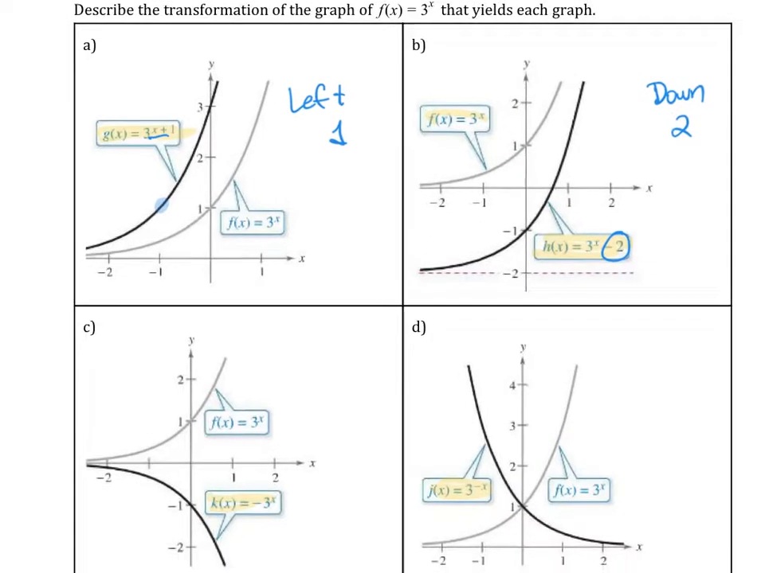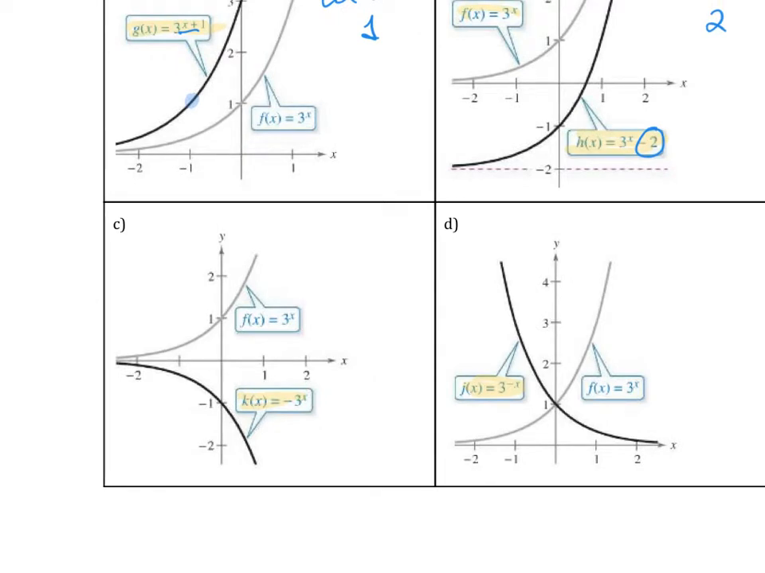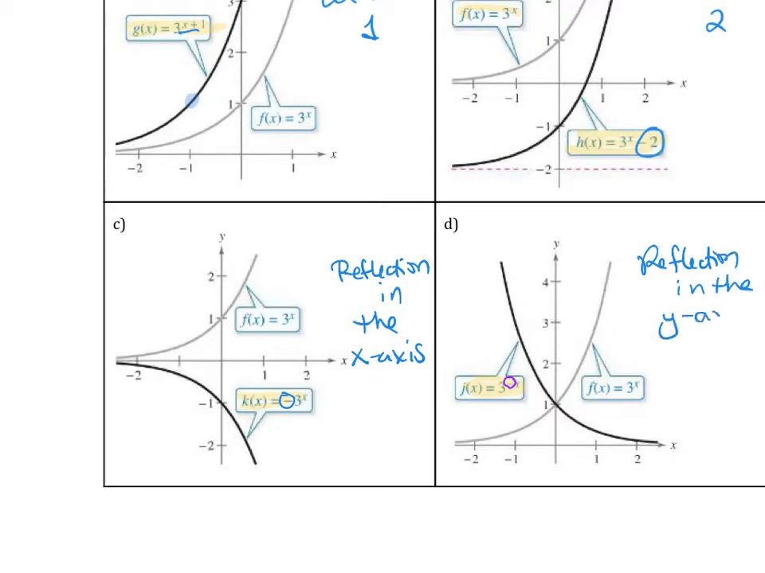For the next example, letter C, we see that it's flipped over, and we see that the negative is in front. So this is a reflection in the x-axis. For letter D, we see that we have a negative with the x, and it's flipped over the y-axis. So this is a reflection in the y-axis.